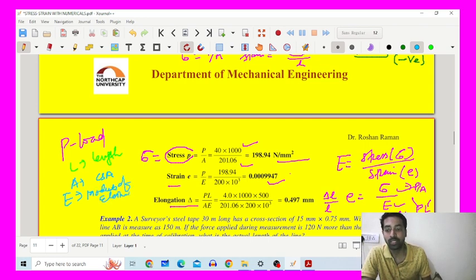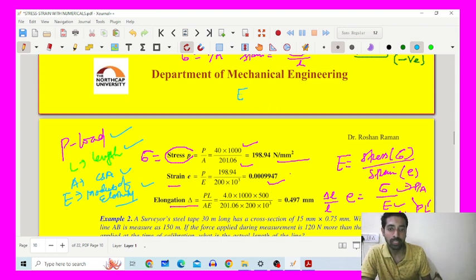It's very clear. I think it's very easy to solve this type of problem. You have to understand the value of load, the value of length, the value of cross-sectional area and the modulus of elasticity. Most of the time, the student gets confused with this E.